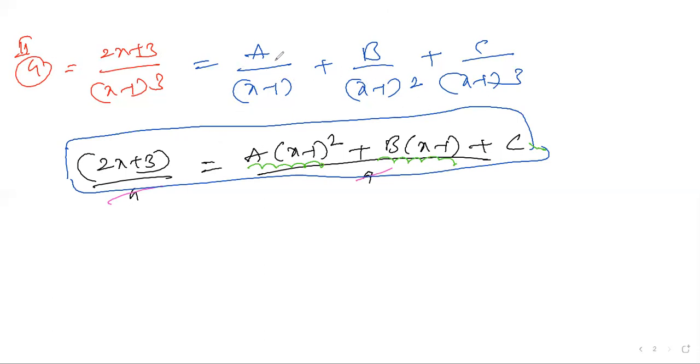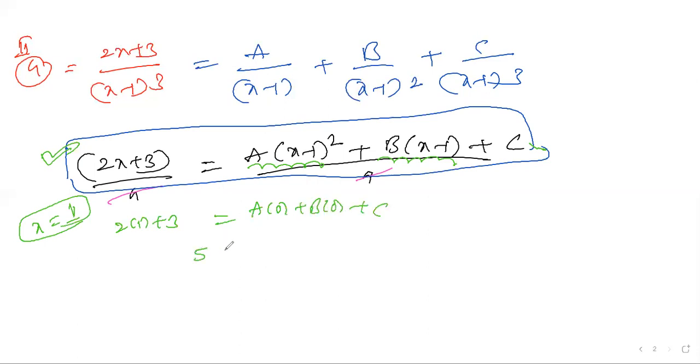From this we can get an idea of which value to substitute for x. Is there any possibility to substitute a value so both sides give a value? You have to understand. If I take x equal to 1, this becomes 0, so I get a chance to get the C value. Taking x equal to 1 on both sides: 2 into 1 plus 3 is equal to A into 0, plus B into 0, plus C. So directly C is equal to 5.